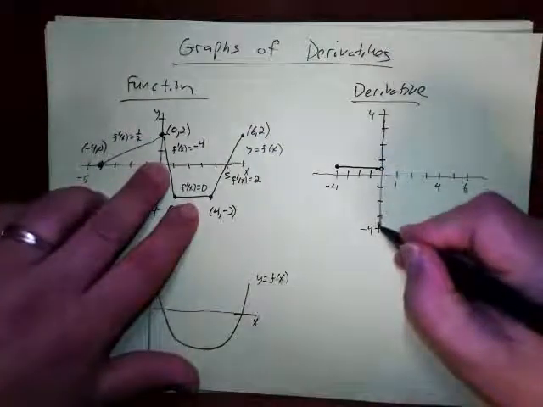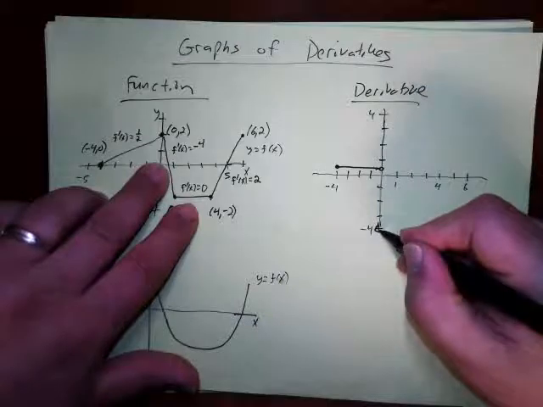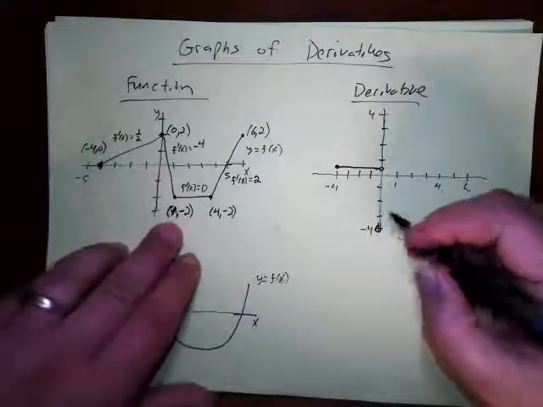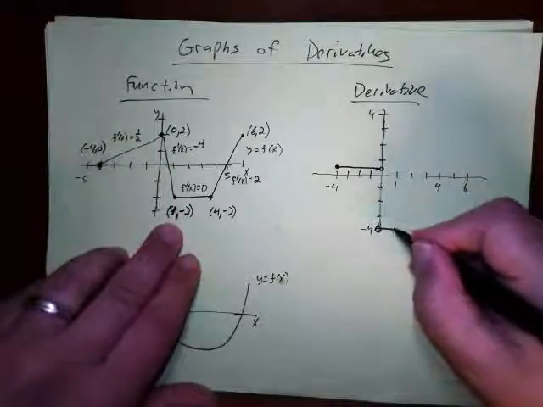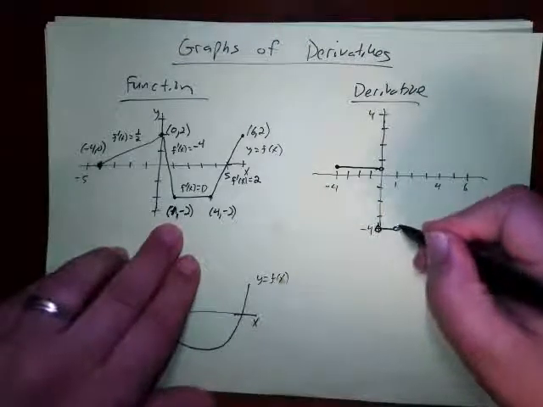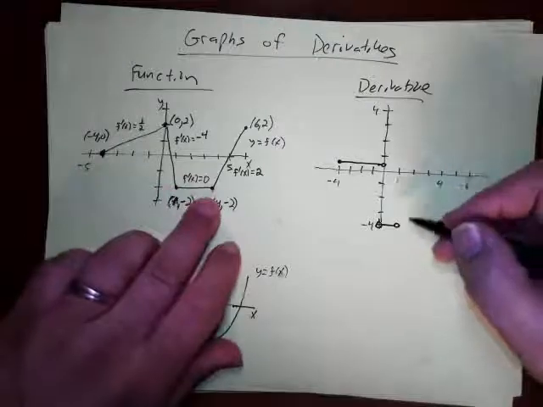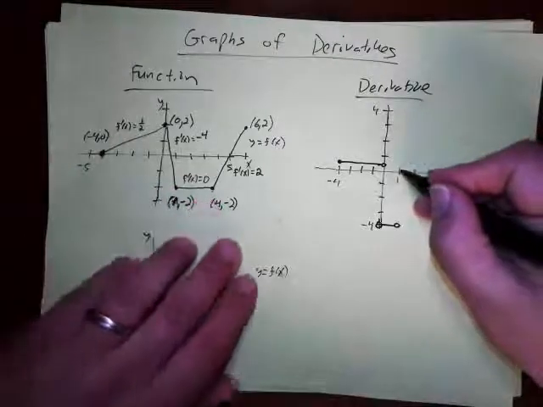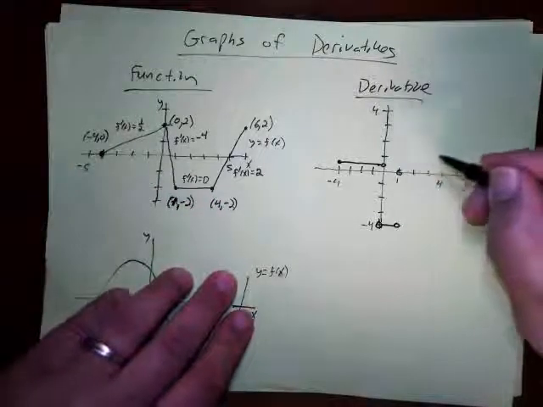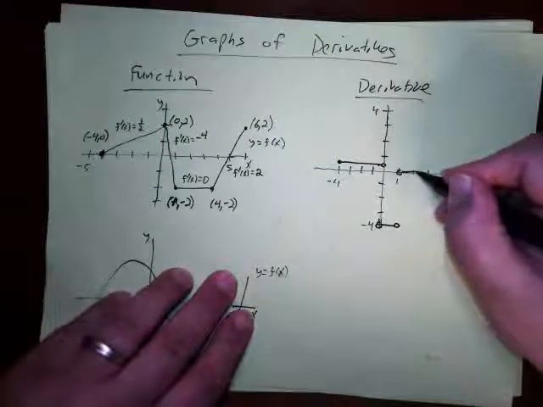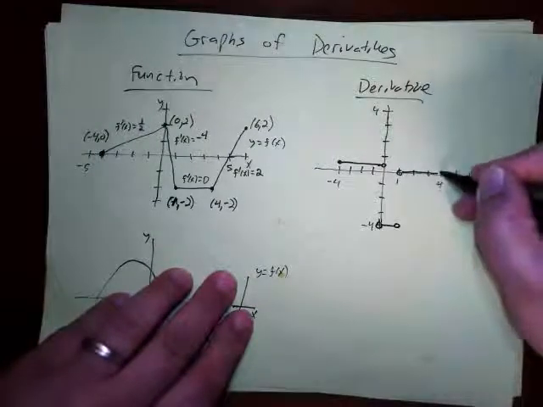So here, there's an open circle at -4, and it goes all the way to 1, and then it's an open circle again, okay? And then from here to here, the derivative is 0. So there's going to be a hole here at 1, and then it's going to go all the way to 4, and then there will be another open hole.